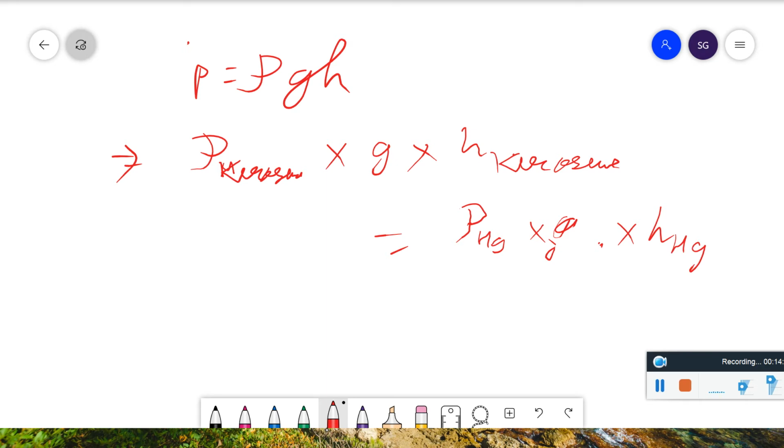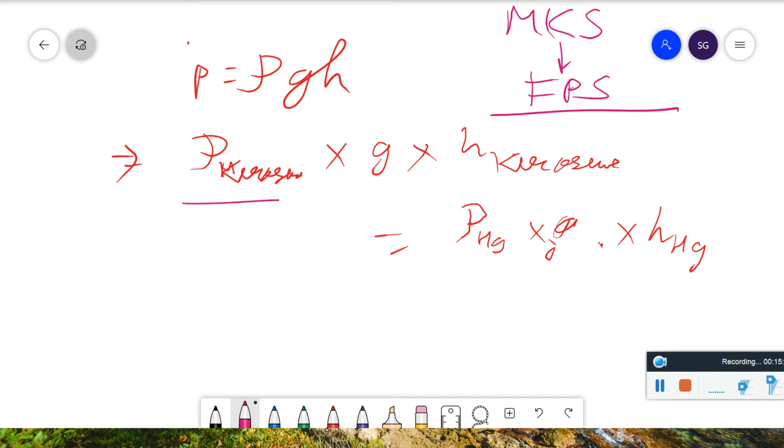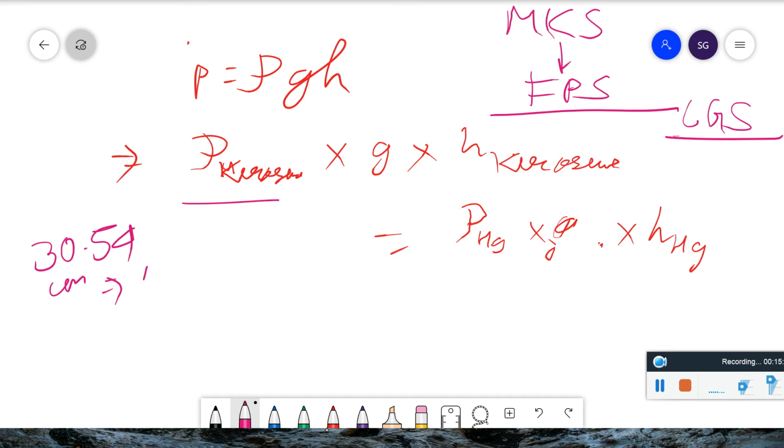So what we have to do is, this is 1000, and we are interested in FPS. So this is MKS, and we are interested in FPS, and here it is CGS. So we know the relation, first of all, write the relation. 30.54 centimeter is equal to 1 feet for CGS to FPS.